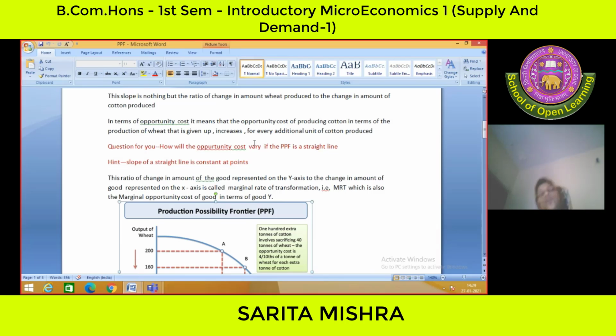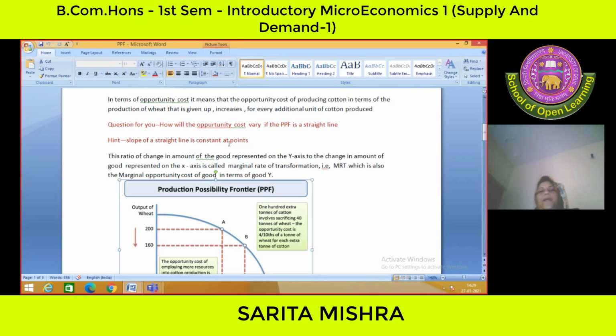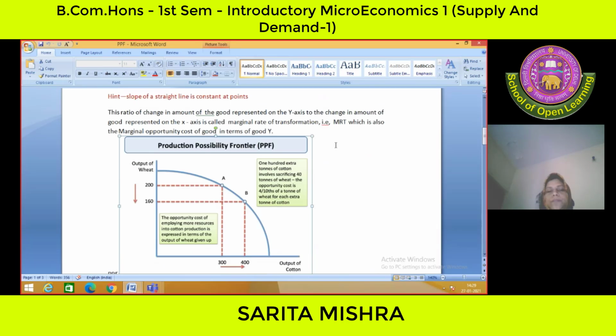So, how does the production possibility frontier explain the concept of opportunity cost? In terms of opportunity cost, it means that the opportunity cost of producing cotton, in terms of the production of wheat that is given up, increases for every additional unit of cotton produced.